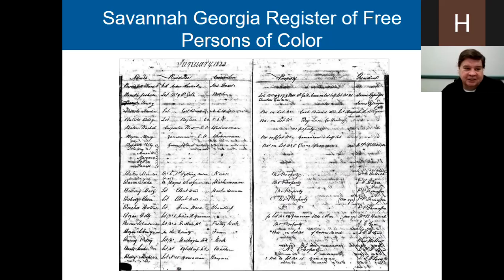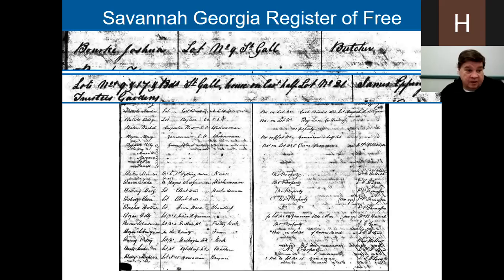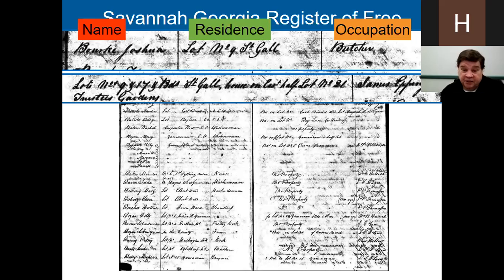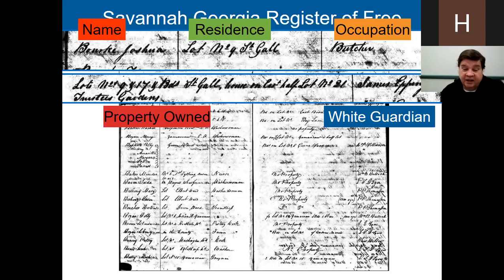In this case, this is Savannah, Georgia Register of Free Persons of Color. So it gives the individual's name, the residence, their occupation. This man was a butcher. Property owned. So he was a landowner in the city of Savannah. And yet he still had to have a white guardian who was going to make sure he stayed in line.